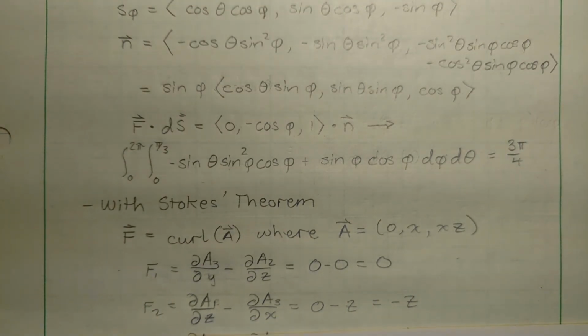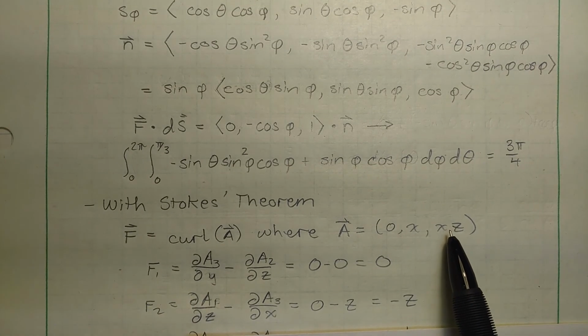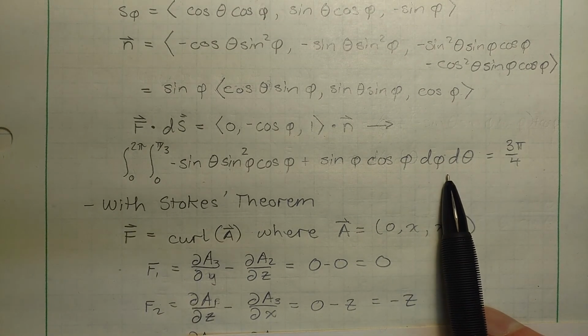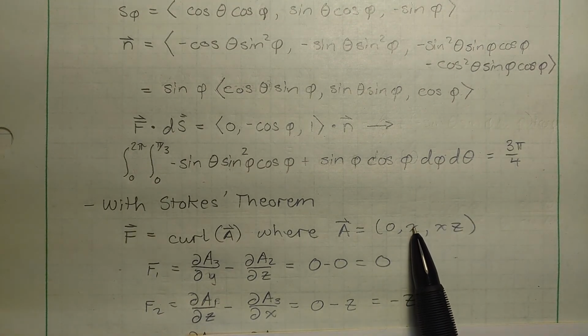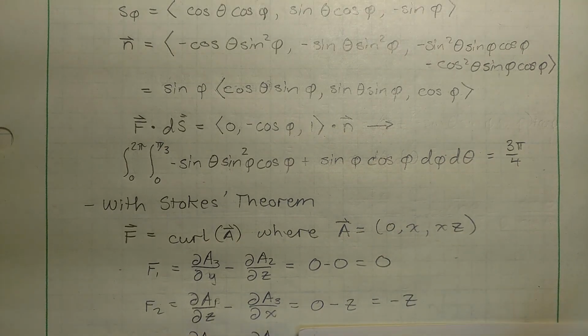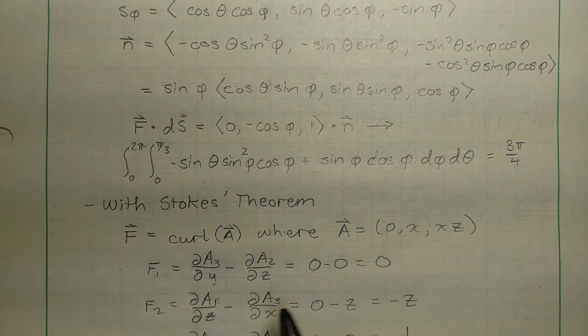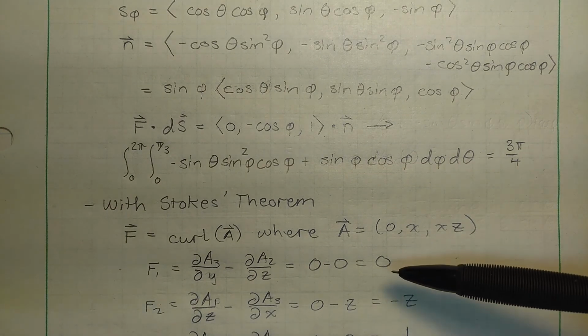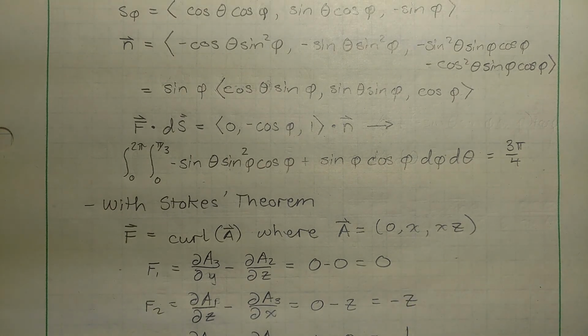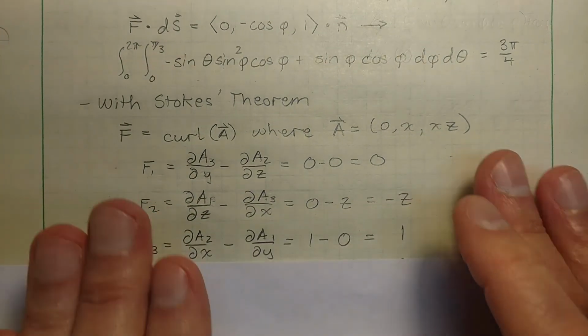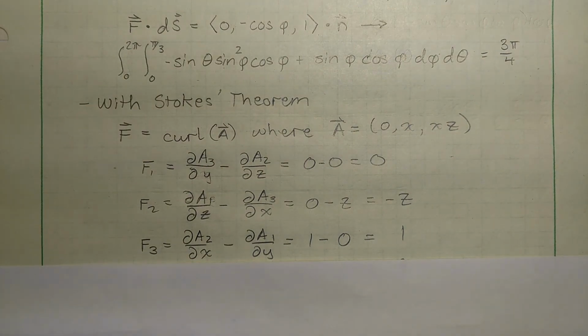And then finally, F3, getting the component here, I'll cover this up, but I know I need to take this with respect to x, this with respect to y, and I get 1 minus 0 for 1. So it does verify that when A is this, yes, it is true that the curl of A does equal our vector field 0, negative z, 1. So we verified that.